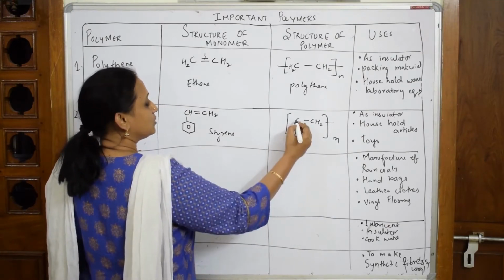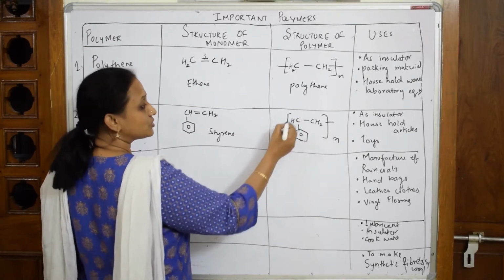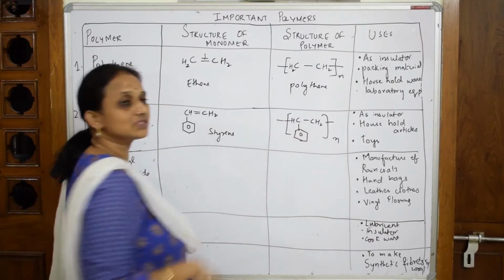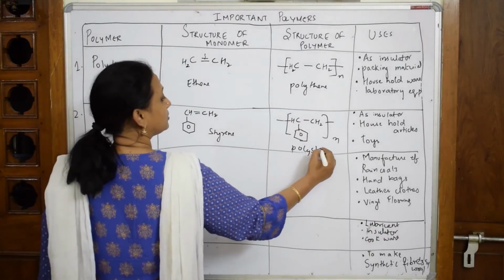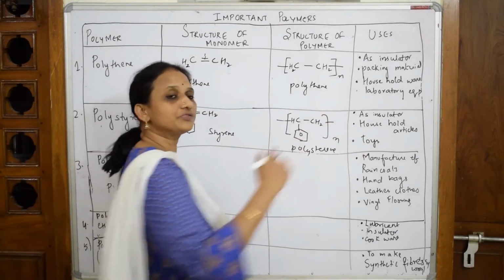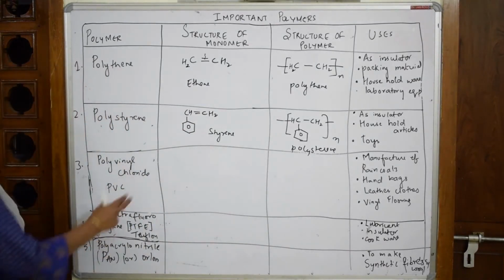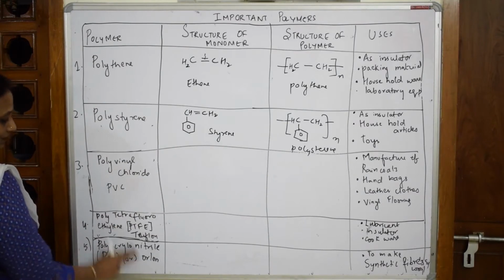Link it. Now what happens? 1, 2, 3 hydrogens and the fourth one: 1, 2, 3, 4 and n. This is polystyrene, the polymer of that. This is styrene. Polystyrene means the number of chains increases. Polymer means many units. Now when I have to write the PVC structure, now see, PVC and PAN.